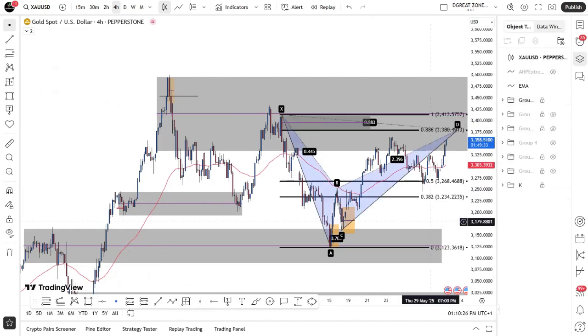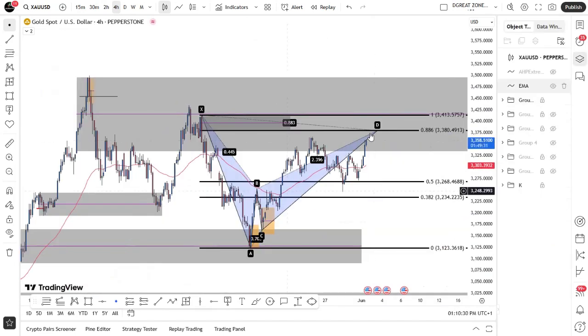Okay, we are looking at this bat pattern. So it depends on what price does here. If we see exhaustion of sellers, exhaustion of buyers, sellers coming to the market to take control, then we can look at it for sell. But we don't have it. We cannot validate this at the moment until price gets to this point.